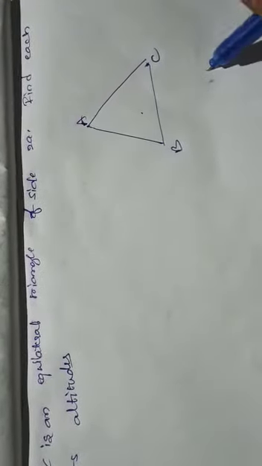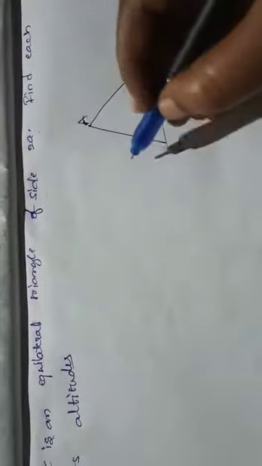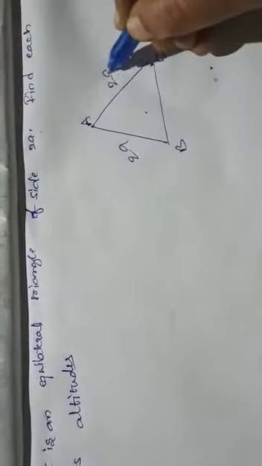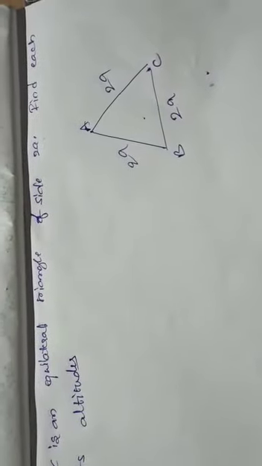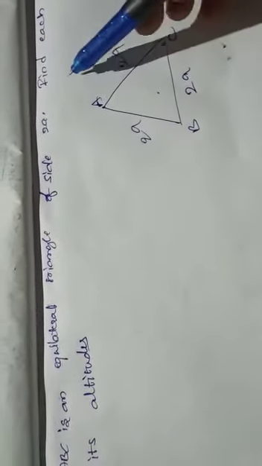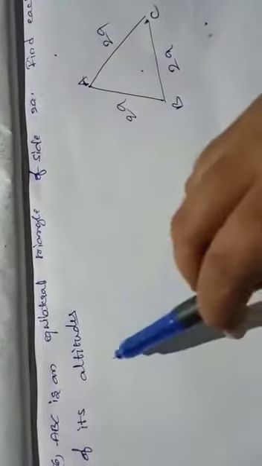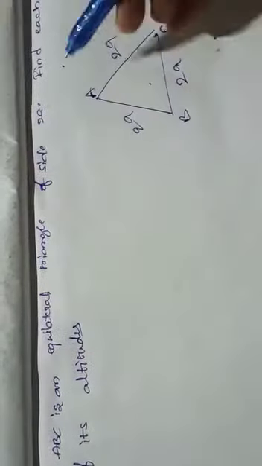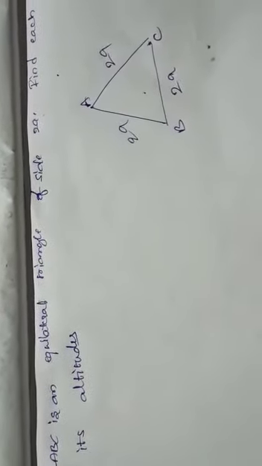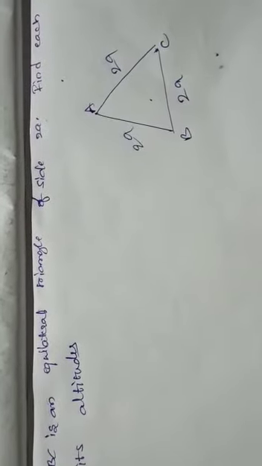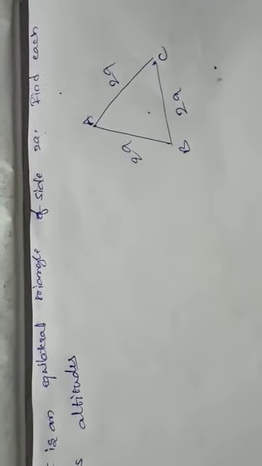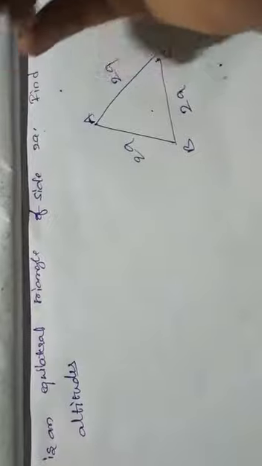We know in an equilateral triangle all sides are equal. Here the given side value is equal to 2A units. All sides are equal to 2A. Here we have to find altitudes. Okay, altitude means drawing one perpendicular line on the base from the vertex.